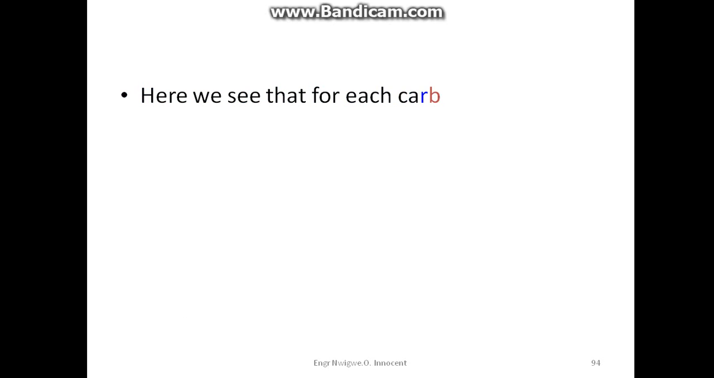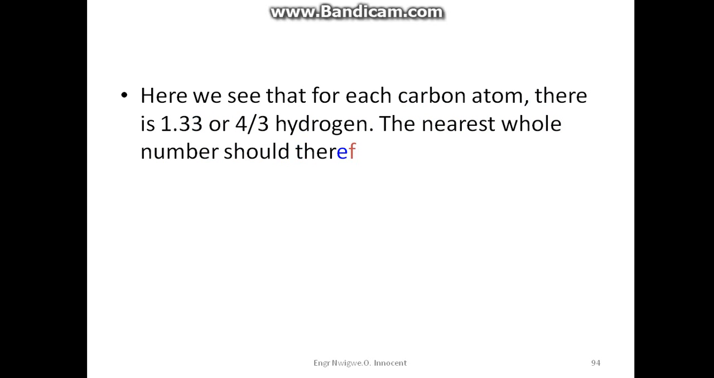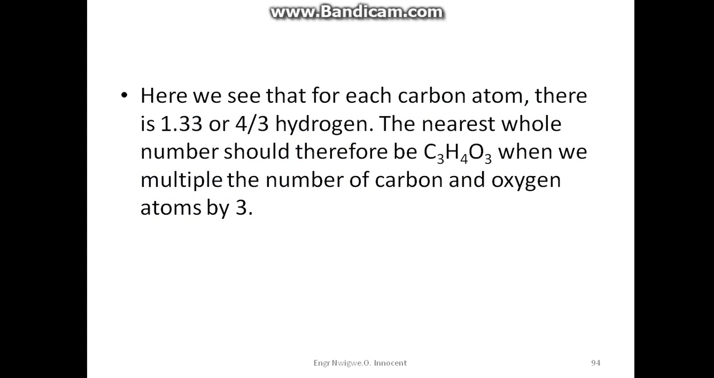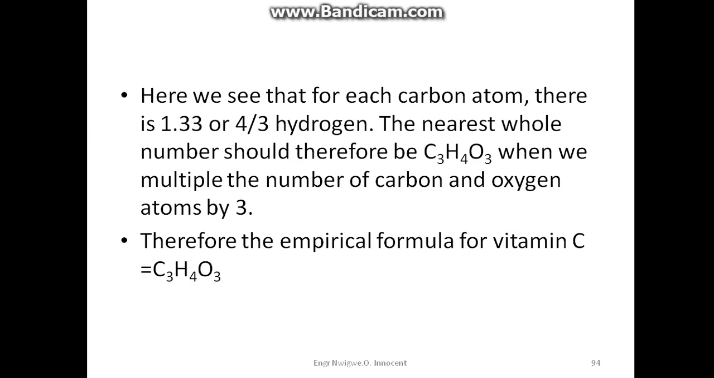Here we see that for each carbon atom there are 1.33 or 4 over 3 hydrogen. The nearest whole number should therefore be 3. C3H4O3. When we multiply the numbers of carbon and oxygen atoms by 3, therefore, the empirical formula for vitamin C is C3H4O3.